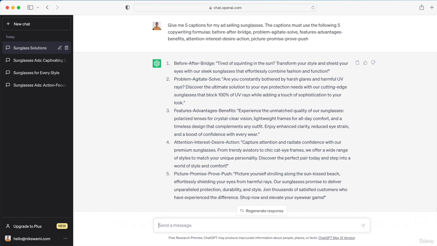Now, again, it doesn't write this perfectly. Like, people don't say elevate your eyewear game, right? That just sounds weird. But the caption's like 80% good, and then you can edit the remaining 20% to sound better and like more human. And once again, even though ChatGPT's responses aren't always perfect, it will save you so much time and effort because it's easier for you to edit something rather than having to create an idea or write something from scratch. Okay, so that's the copywriting formulas, and I'd highly recommend using them.